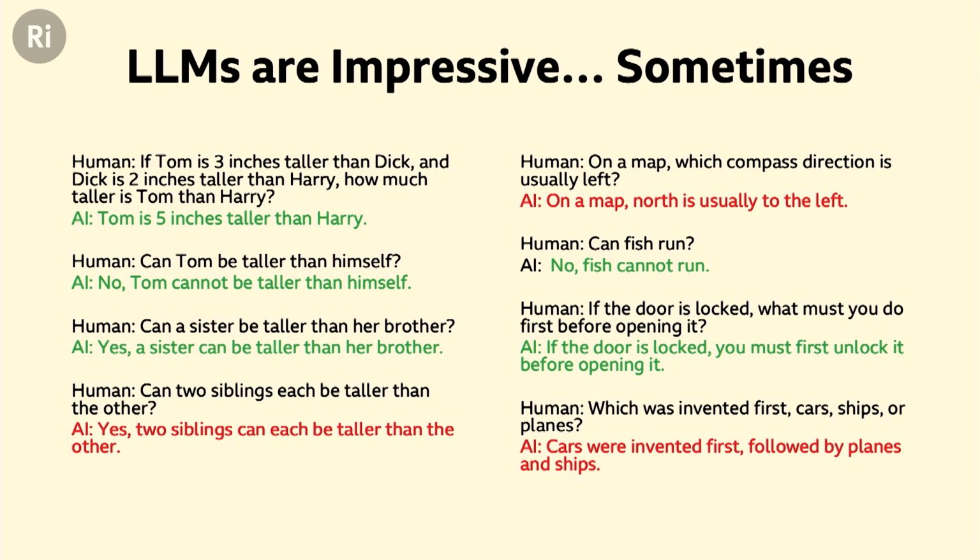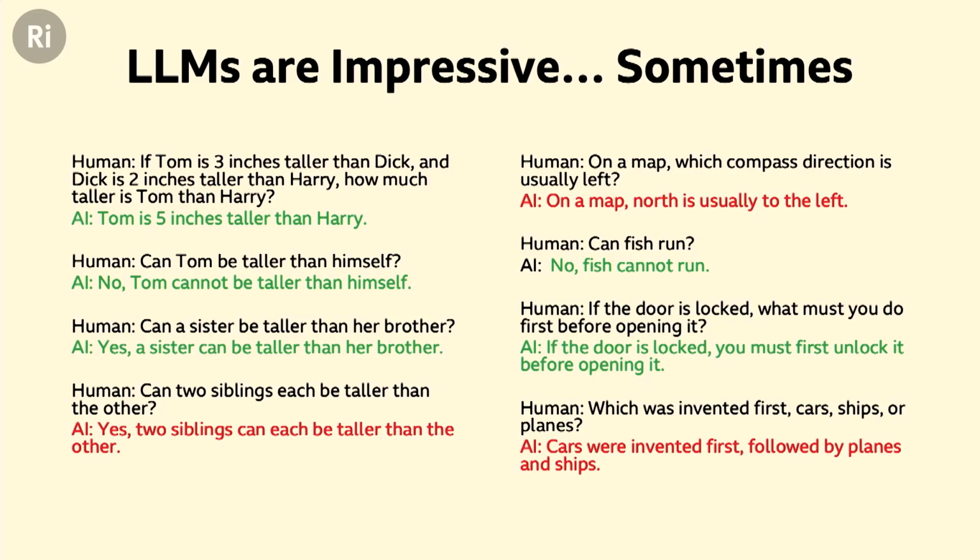Then this one I'm also surprised at. On a map, which compass direction is usually left? And it thinks north is usually to the left. I don't know if there's any countries in the world that conventionally have north to the left, but I don't think so. Yeah. Can fish run? No, it understands that fish cannot run. If a door is locked, what must you do first before opening it? You must first unlock it before opening.